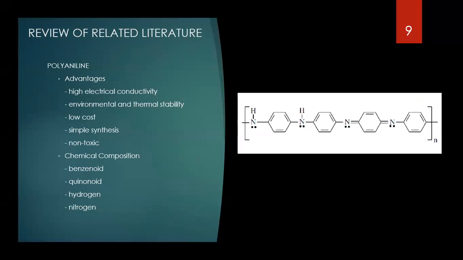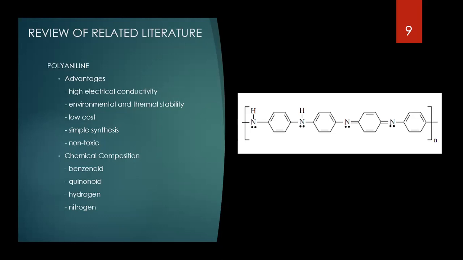For the polyaniline, it is a well-known conductive polymer, and it has several advantages of having high electrical conductivity, environmental and thermal stability. It is also low cost.